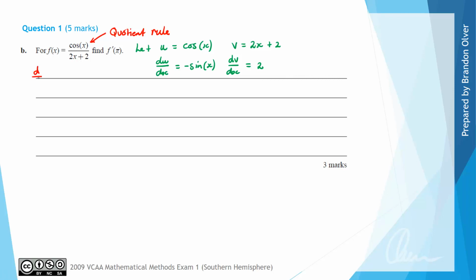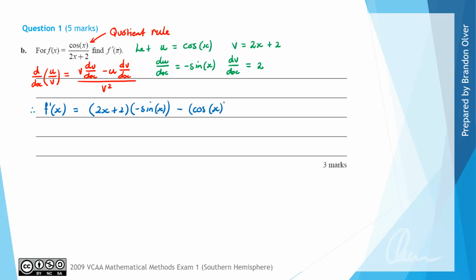Next, from the formula sheet you can see that the derivative d dx of a function u divided by v is equal to v times du dx minus u times dv dx, all divided by v squared. Therefore, for this question we'd have f dashed of x is equal to the function v, which is 2x plus 2, times du dx, which is negative sine of x, minus the function u, which is cos of x, times dv dx, which is 2. And all of that will be divided by v squared, where the function v was 2x plus 2.